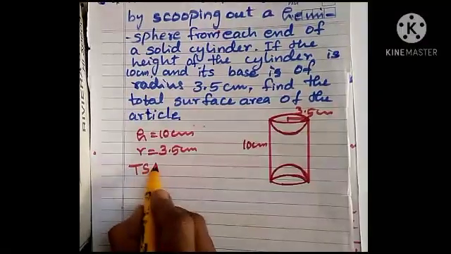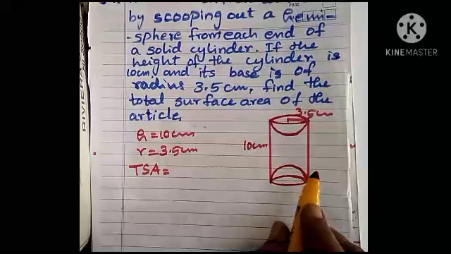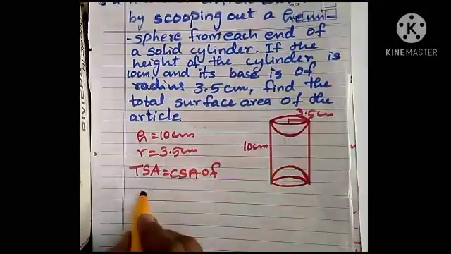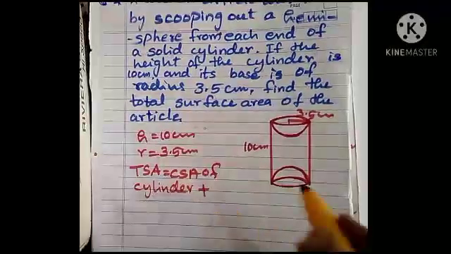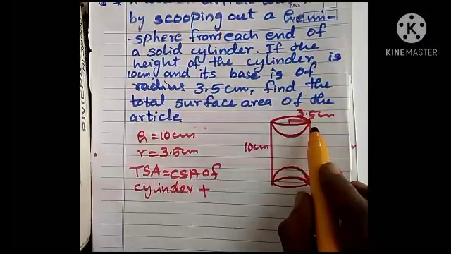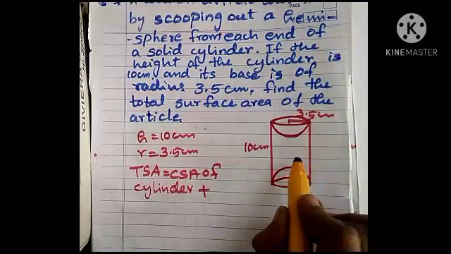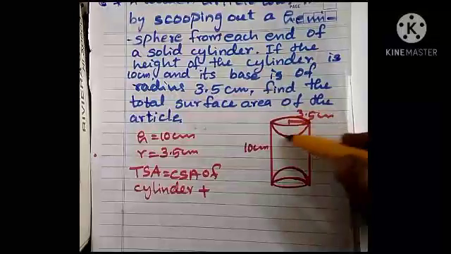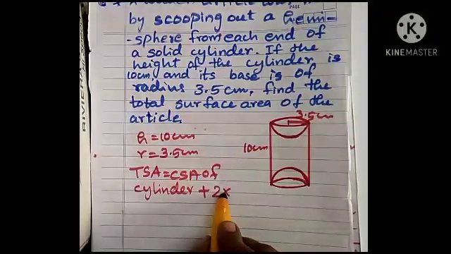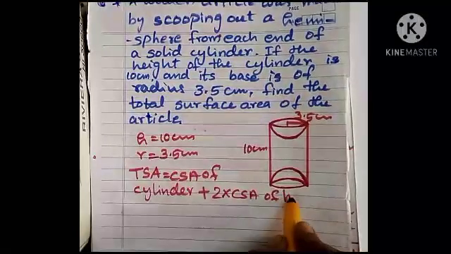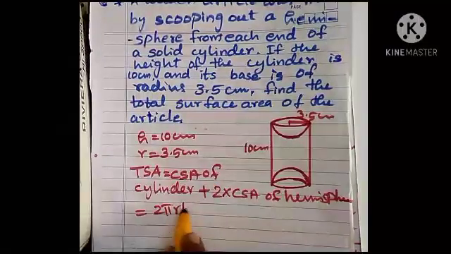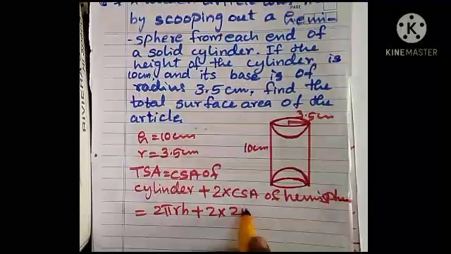So, TSA. TSA of the article means what? How much portion we need to paint here? We can say that it is the CSA of the cylinder plus what? At the ends you can see that two hemispheres are taken out, so the CSA of the hemisphere we need to paint. Suppose you are painting this shape. Here we need to paint the CSA of the cylinder, and after that here one hemisphere we can paint, and here also one hemisphere. So what we can say? 2 into CSA of hemisphere. Understand? Then what's the formula? CSA of cylinder is 2 pi RH, plus 2 into CSA of hemisphere, which is 2 pi r square.